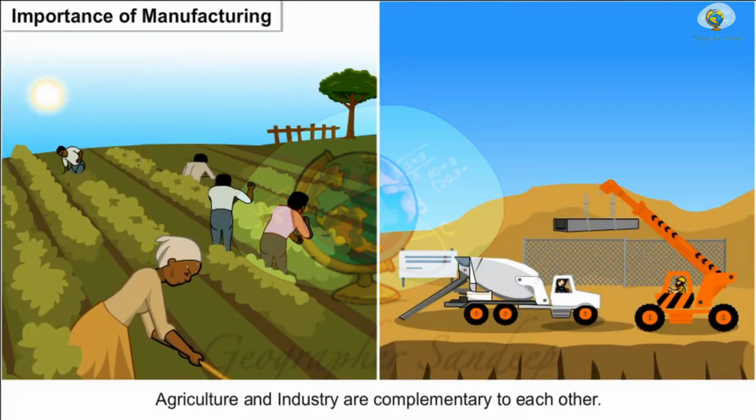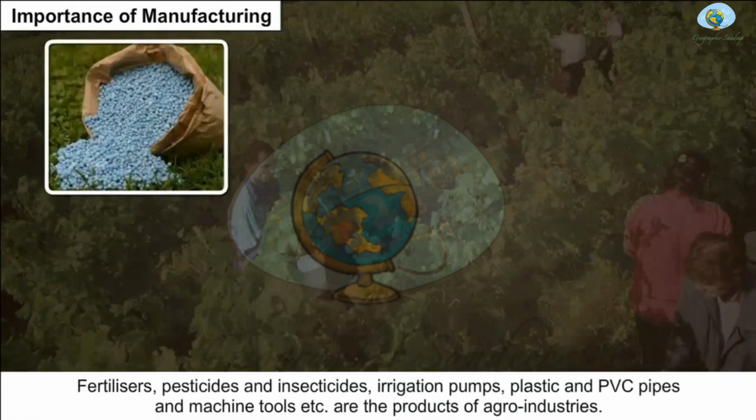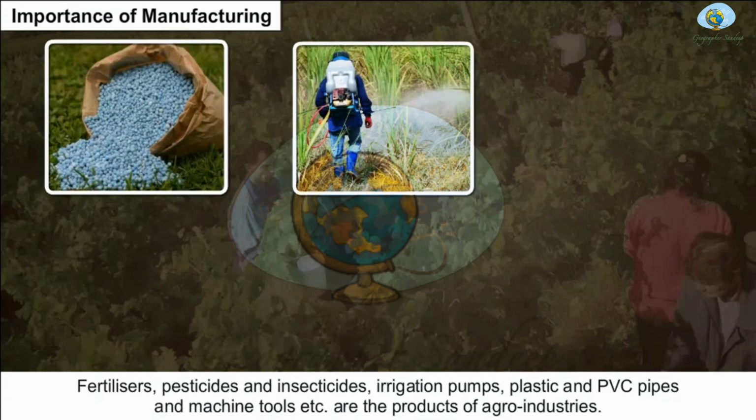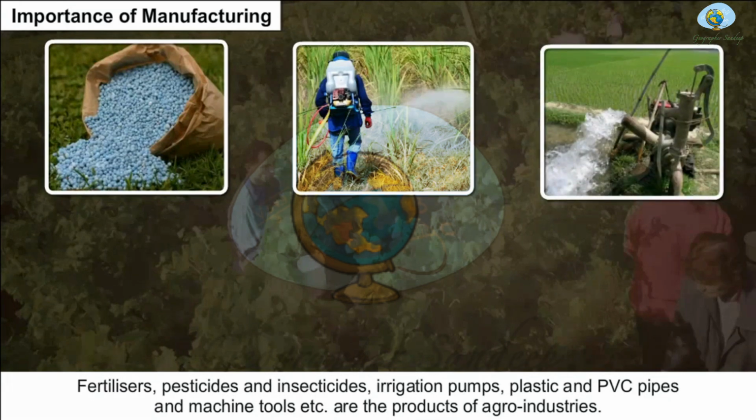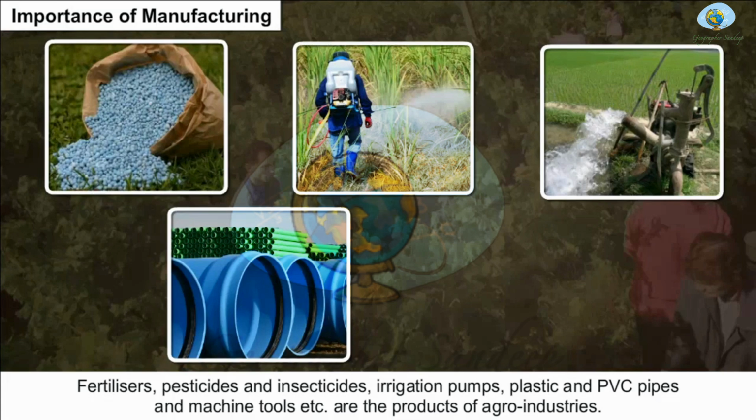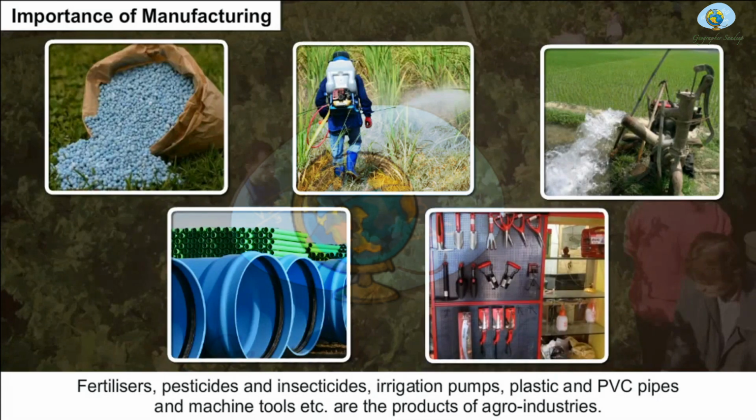Agriculture and industry are complementary to each other. Fertilizers, pesticides and insecticides, irrigation pumps, plastic and PVC pipes, and machine tools, etc. are the products of agro-industries.